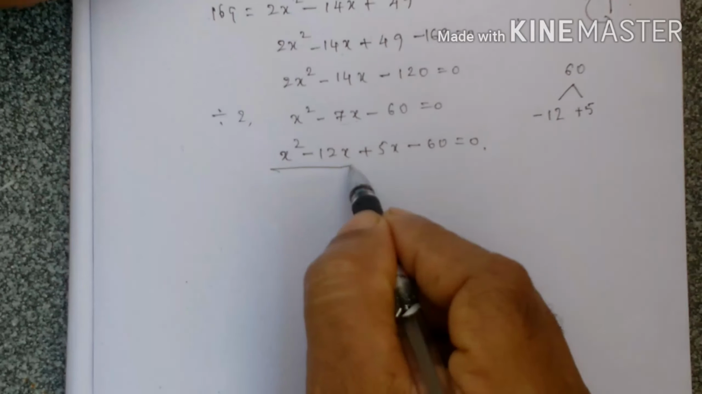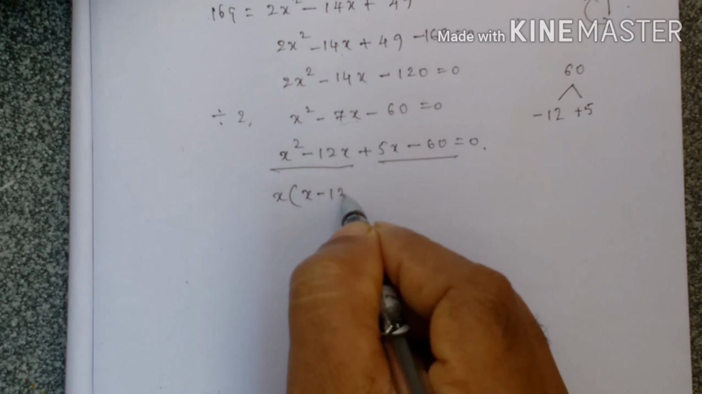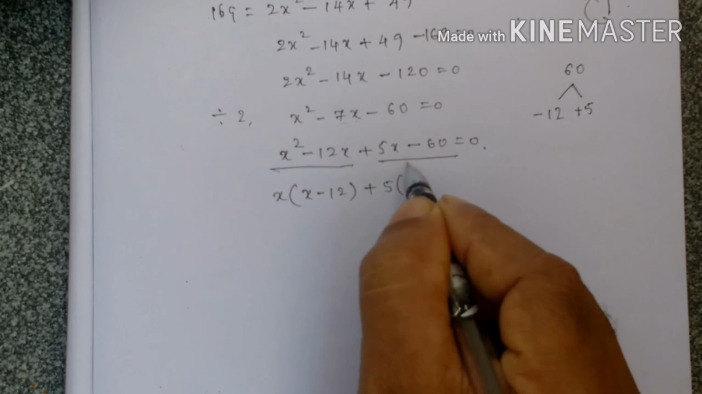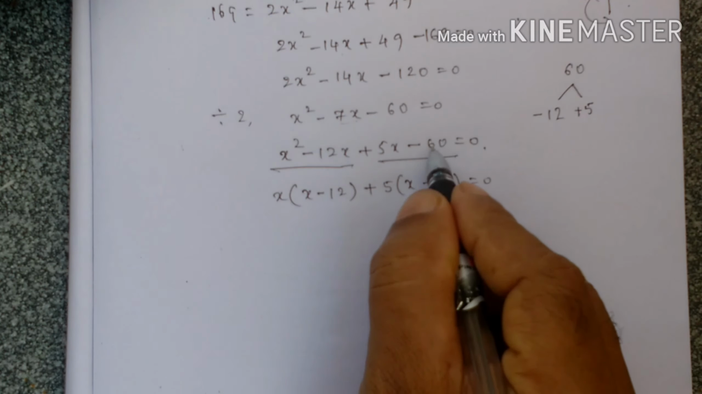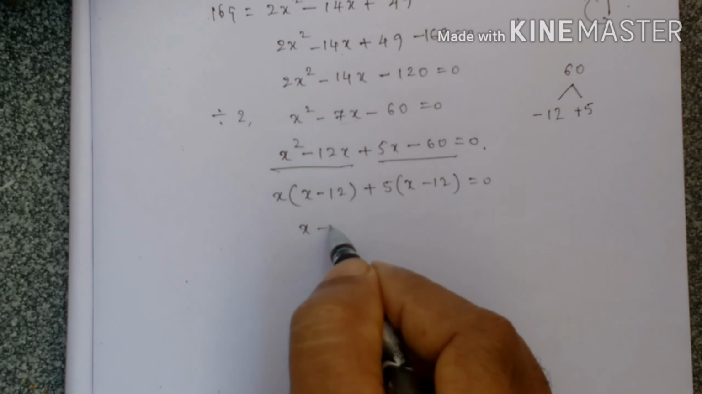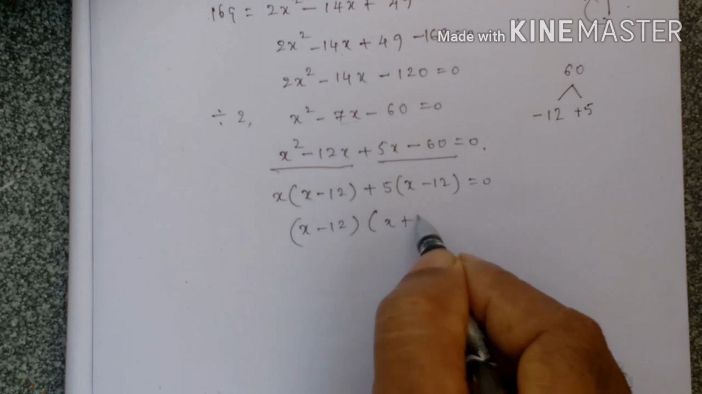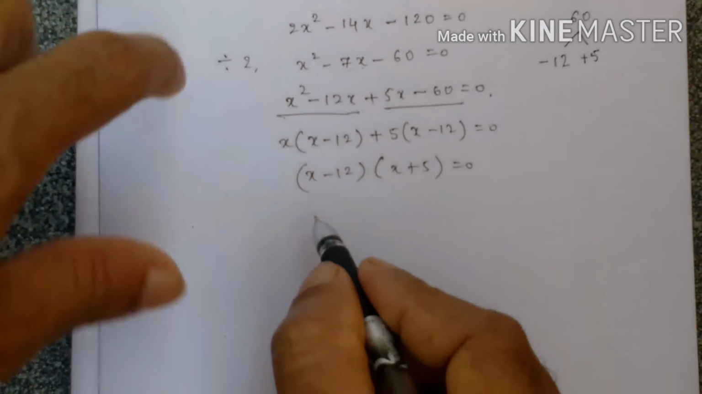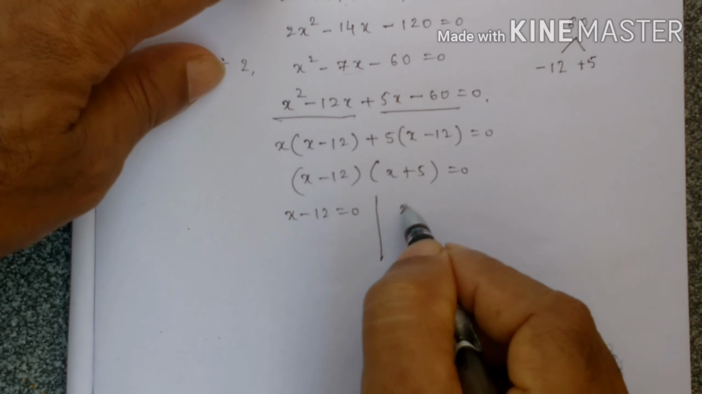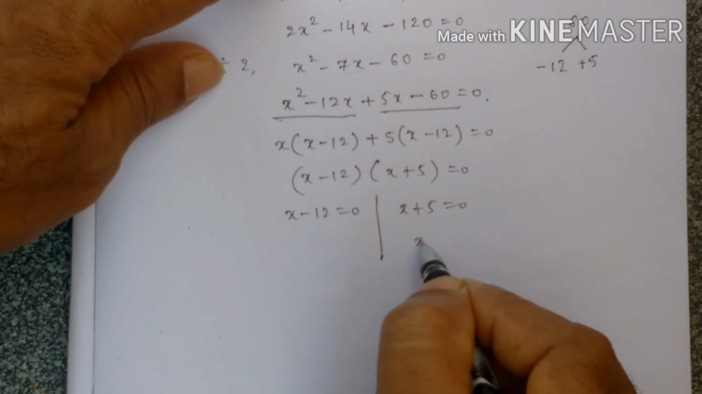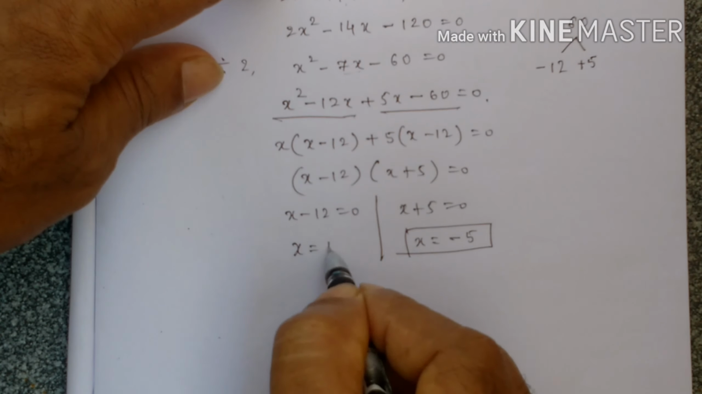Once again the common factor for these two is x, remaining x minus 12. Here take out 5 as a common factor, x minus 12, because 5 divides 60 twelve times. So once again x minus 12 you take out as a common factor. The remaining is x plus 5, that is equal to 0. So x minus 12 equal to 0 and x plus 5 equal to 0. Here the x value becomes minus 5. Here the x value is 12.